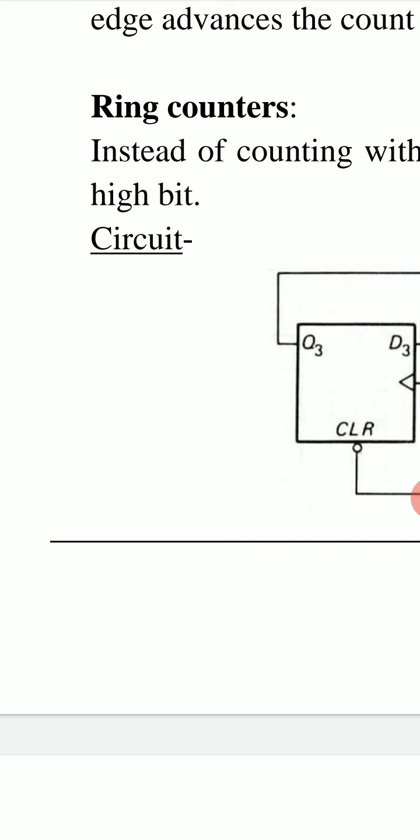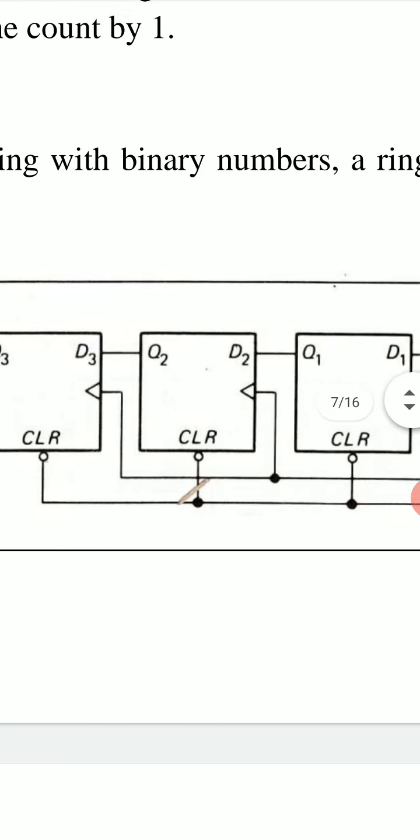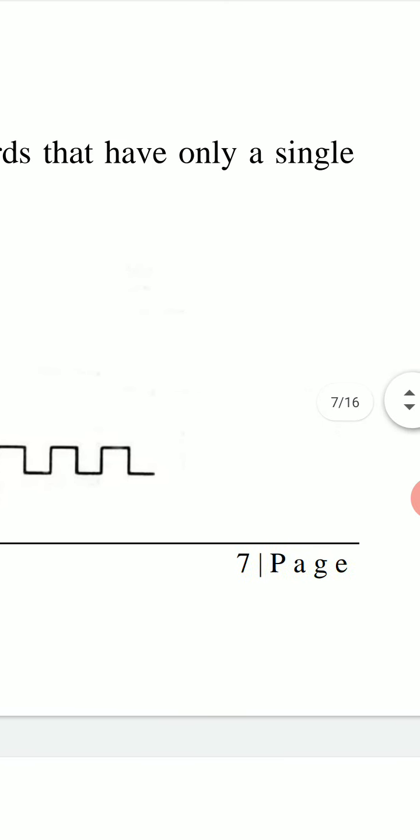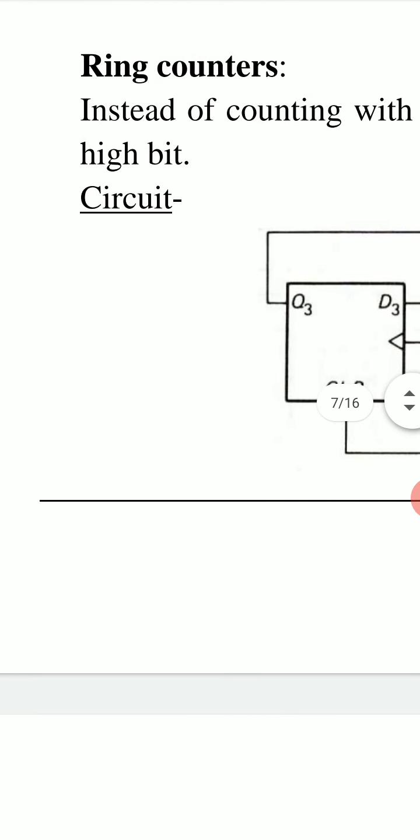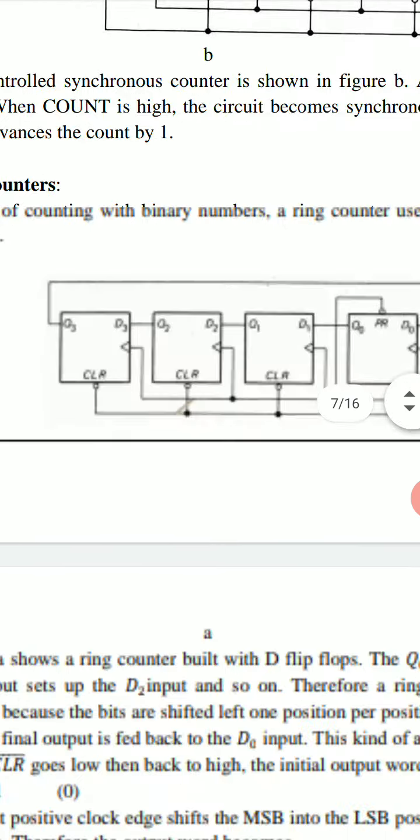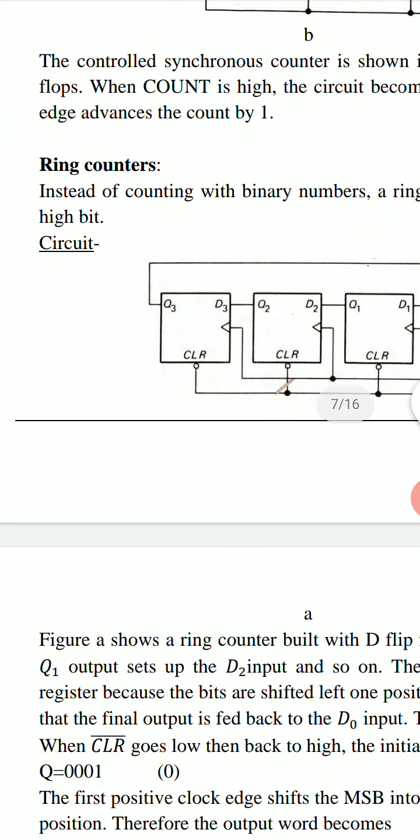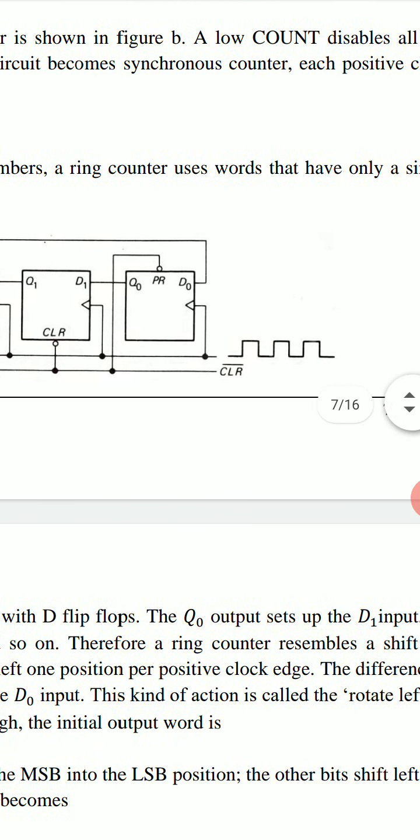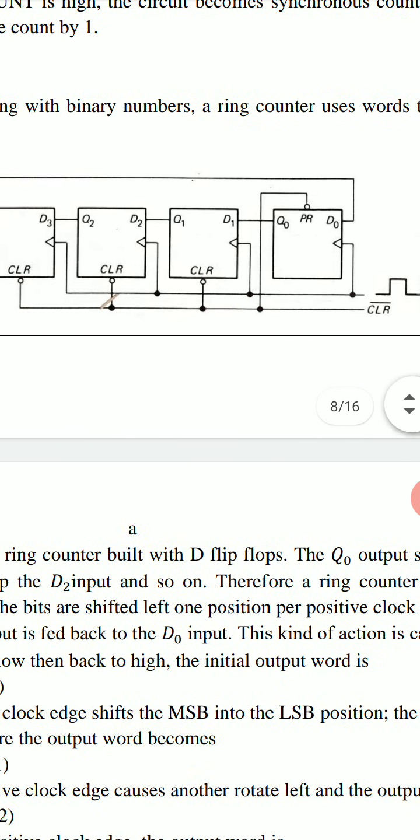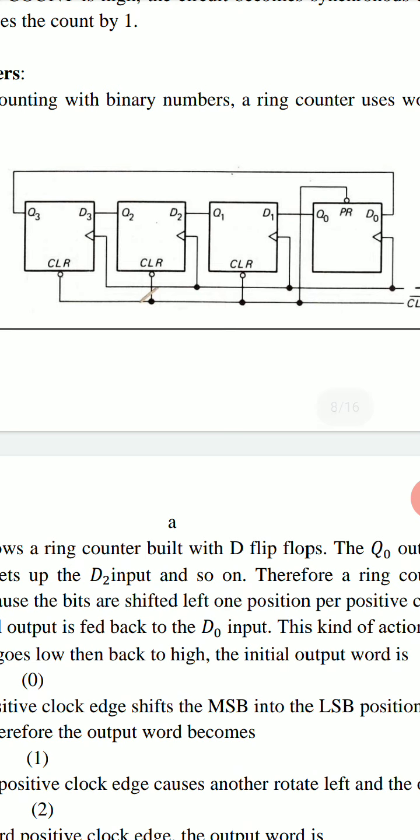Next counter is the ring counter. Instead of counting with binary numbers, a ring counter uses words that have only a single high bit. This is the circuit diagram of the ring counter. This has only a single high bit. There are 4 bits Q3, Q2, Q1 and Q0, and we will get only a single high bit.